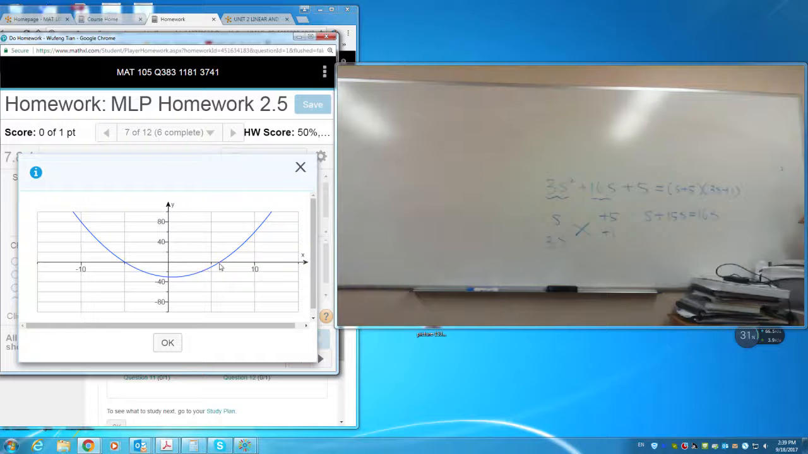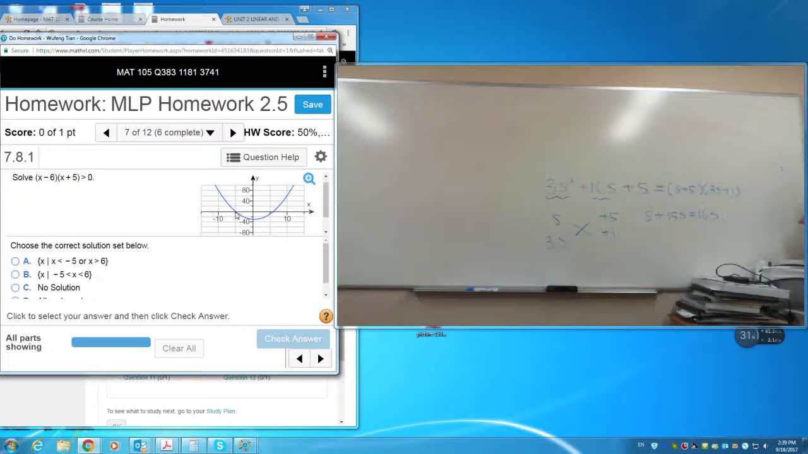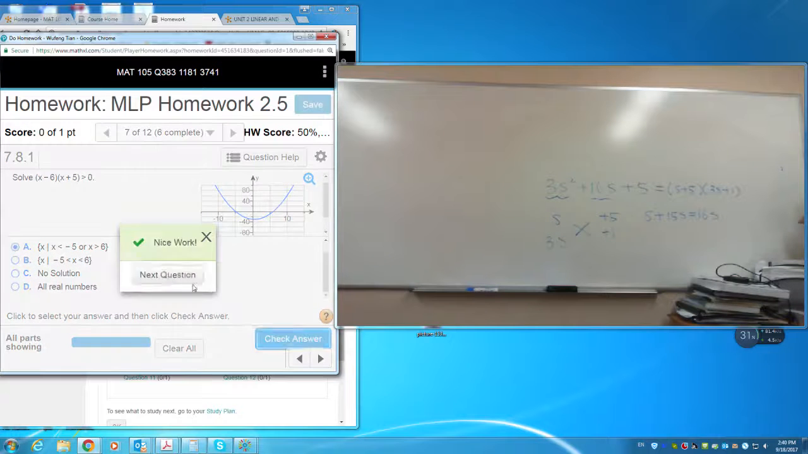positive part. For the positive part, we look at which part is above 0. So where x is less than some number, or x is bigger than some number, the graph is above the x-axis. Okay? This part is above the x-axis, it's bigger than 0. This middle part, from this number to this number, the y value is less than 0. So our solution should be negative infinity to negative 5, or 6 to positive infinity. Okay, so it's this one.